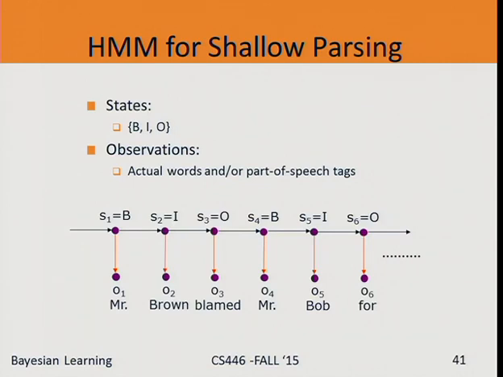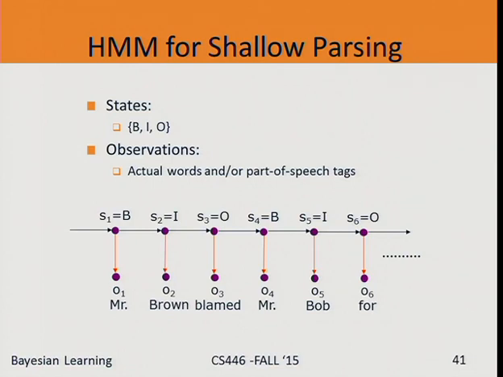Here is an example. It's often easy to think about these types of models as sequential models for language, either part-of-speech tagging models or chunking models, where here I'm thinking about phrases, and for every word I'm going to think about whether it is at the beginning of the phrase, B, inside the phrase, I, or outside the phrase, O. So in this case, I'm thinking about names as my state. Mr. Brown is a name. So this is the beginning, and this is inside. This is already outside. And then Mr. Bob, again, beginning, inside, and this is already outside.